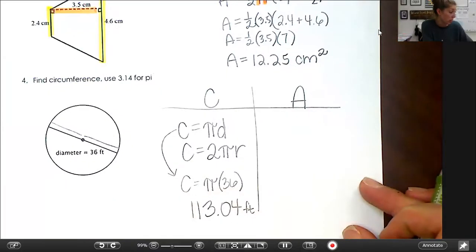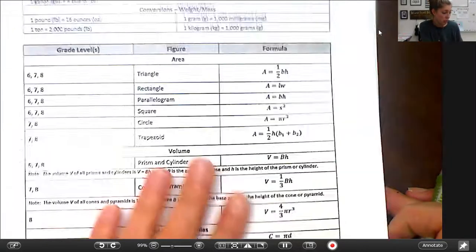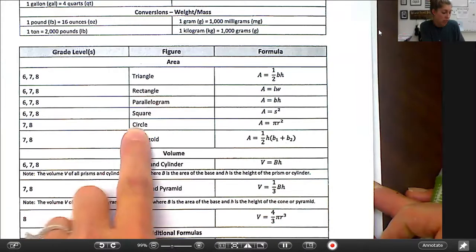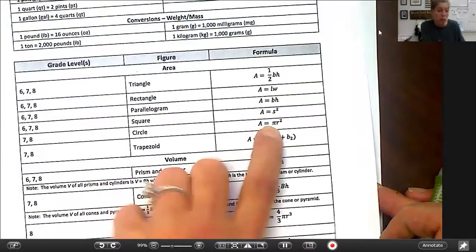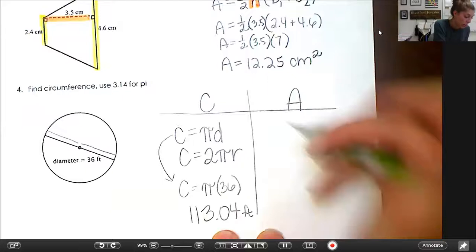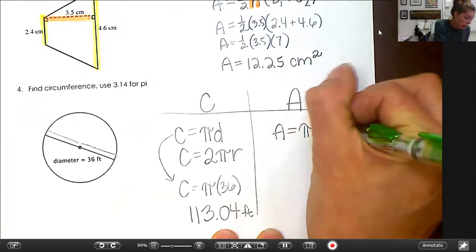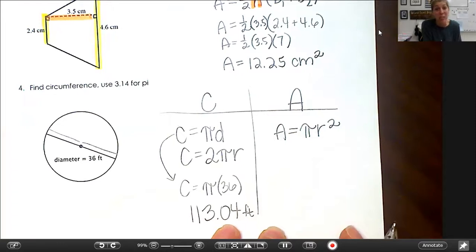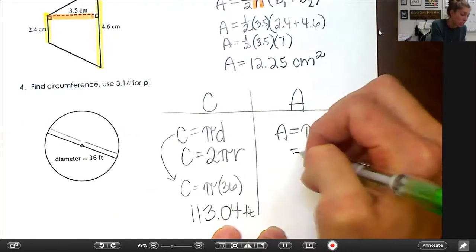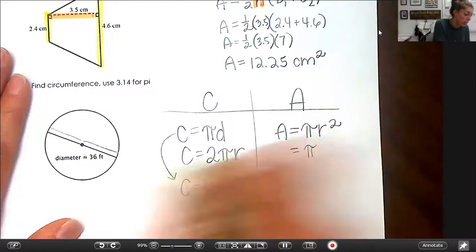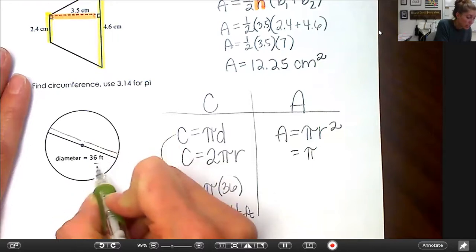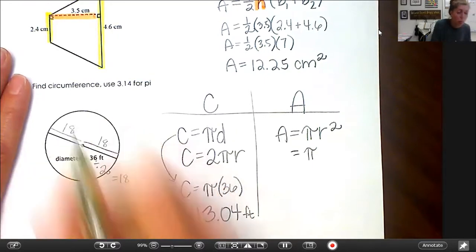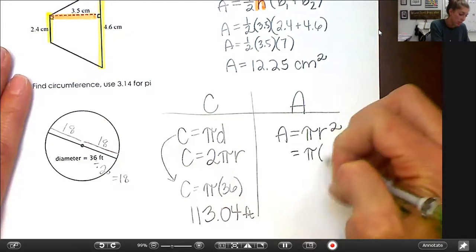All right, so the area formula for a circle, going back to my page, area of a circle, pi r squared. The area equals pi r squared, okay? So this time I can't use that 36 in this formula. I really do need to think about it in terms of the radius. So I just need to take 36 and divide it into 2 pieces. And then I'll get that radius measurement of 18.